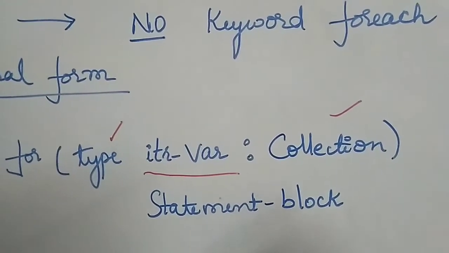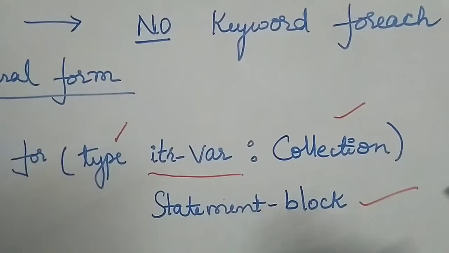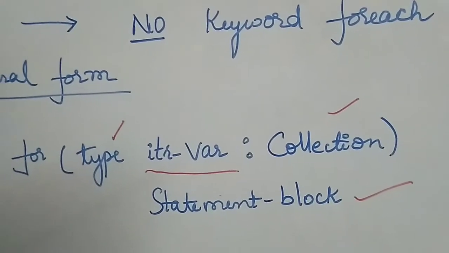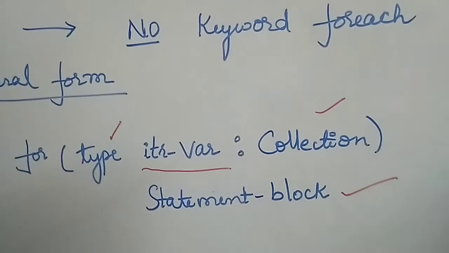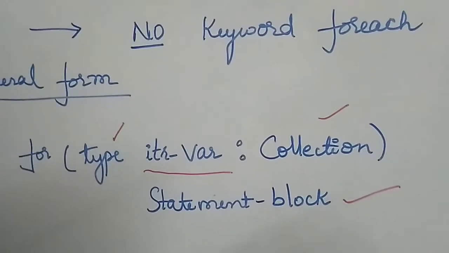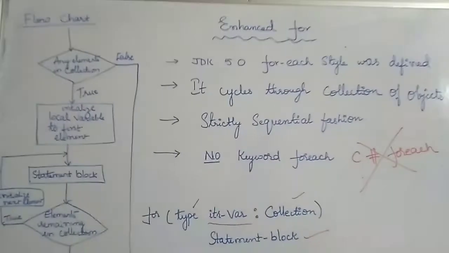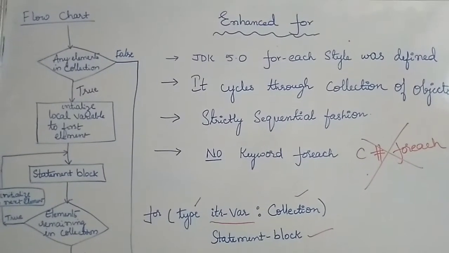If there is an element, then only this statement block will execute. When the elements are over, this block will quit. So you needn't write the increment and decrement operations and the checking of the condition and all that. This is a very simple alternative for accessing the elements in the array and collection. Let us take a look at the flow chart.